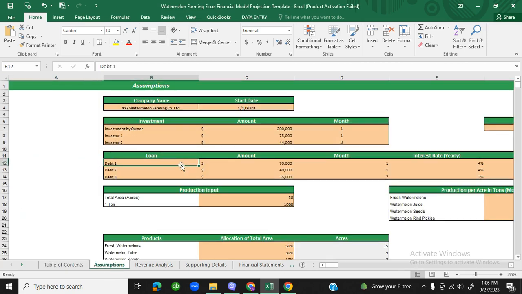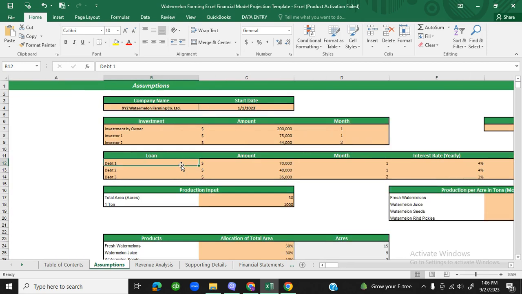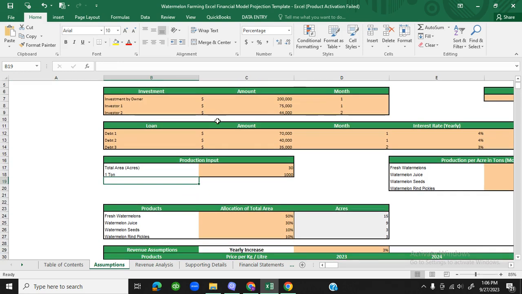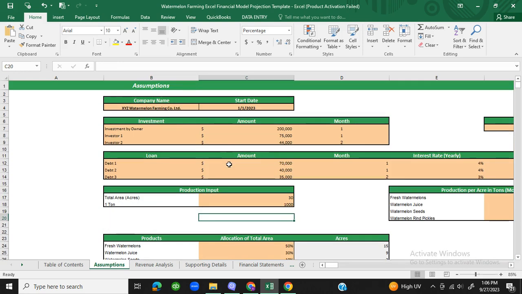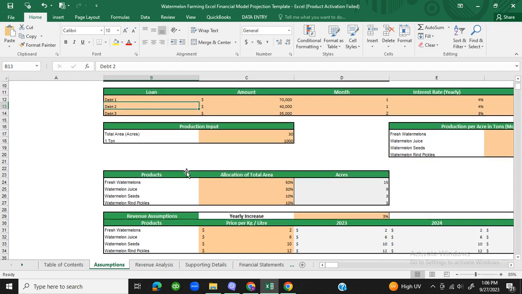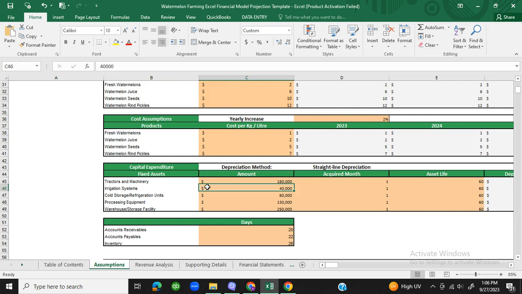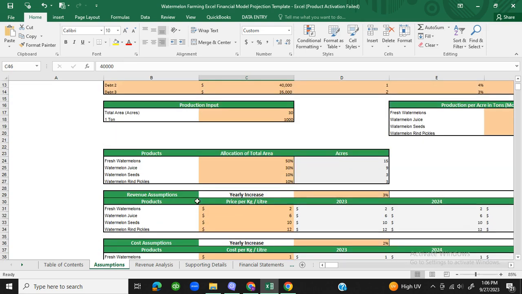The assumptions sheet shows all the assumptions that we have made for the business. Any business using this model can change these assumptions based on his or her business needs. So as you can see, we have made assumptions for investment, loan, capital expenditure, cost and revenue assumptions, payroll assumptions, and even operating expenses assumptions, both variable and fixed expenses.